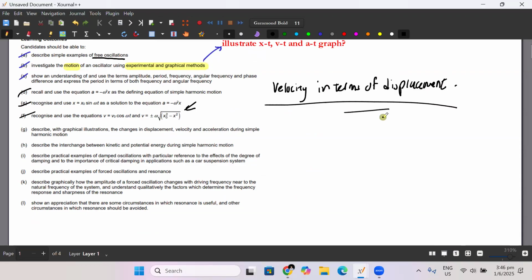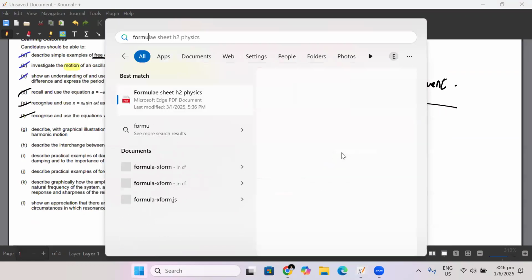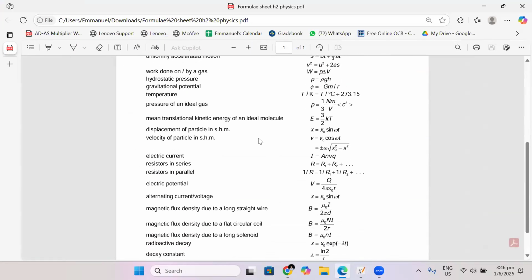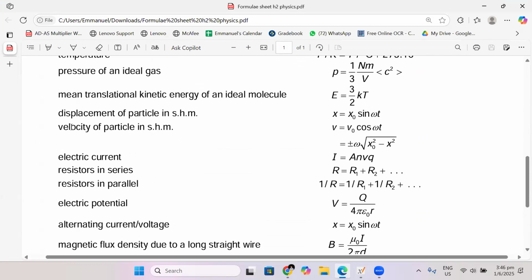Okay, where do you find this equation? You'll find it in the formula sheet lah. Yeah, let's do that real quick. Okay, so where is it? There. Okay, so this is the velocity of a particle in SHM.